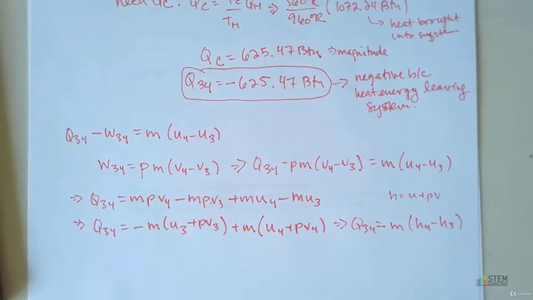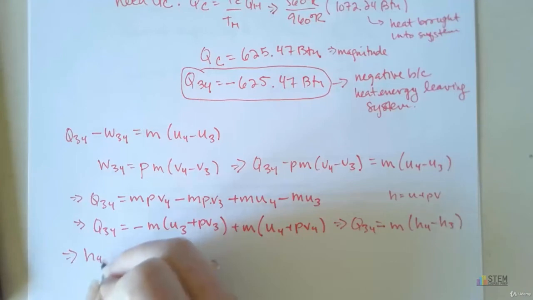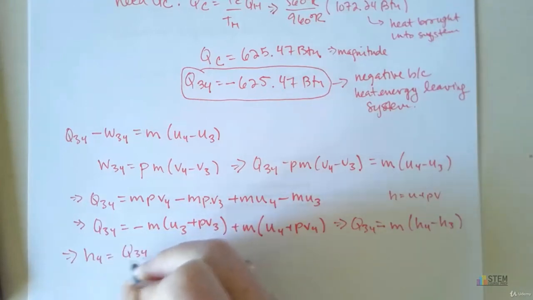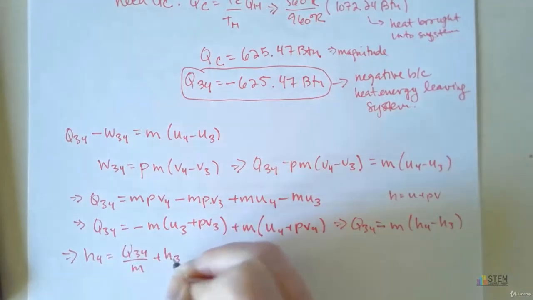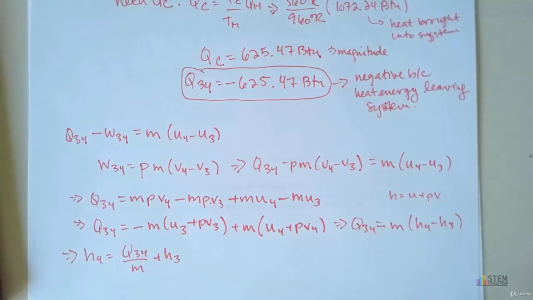Now what we're going to do, I warned you guys this was a long problem, is let's go ahead and solve for H4, because we don't have any information about 4 other than the temperature. So let's solve this for H4. And if we do that, we get Q34 over the mass plus H3. And these values we have, right? So we know all of those.